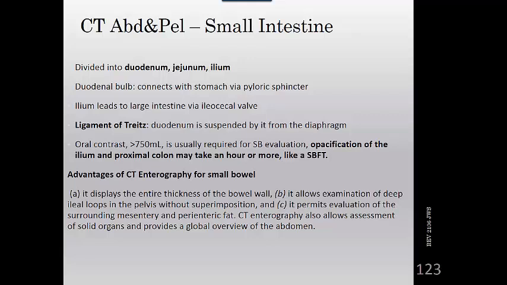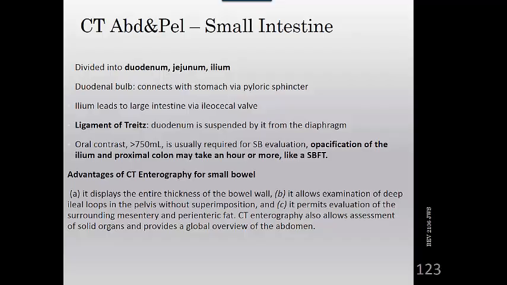Now, up in the stomach area, you have the ligament of Treitz, which suspends the duodenum from the diaphragm. Those are important in infants as well, because they can be born with their duodenum all twisted up because of that. Oral contrast for the small bowel, you need at least 750 milliliters or more to completely opacify all the way to the ileum and the proximal colon. And that may take an hour or so, just like a small bowel follow-through would.